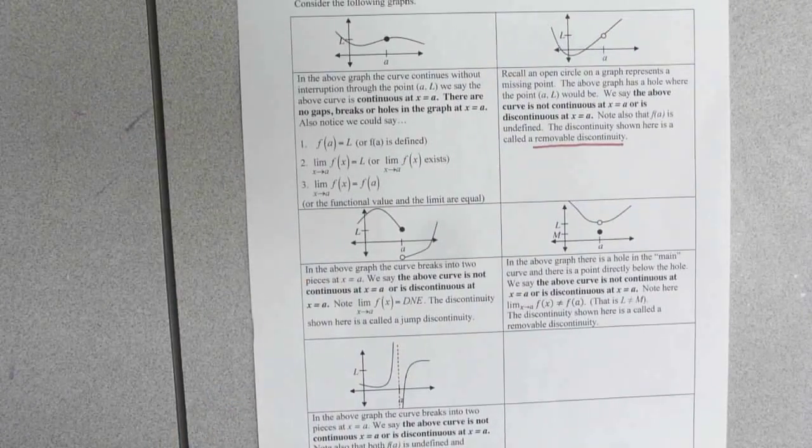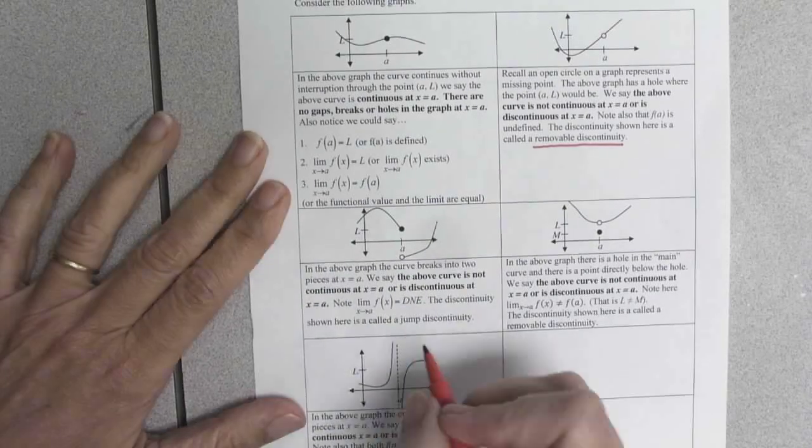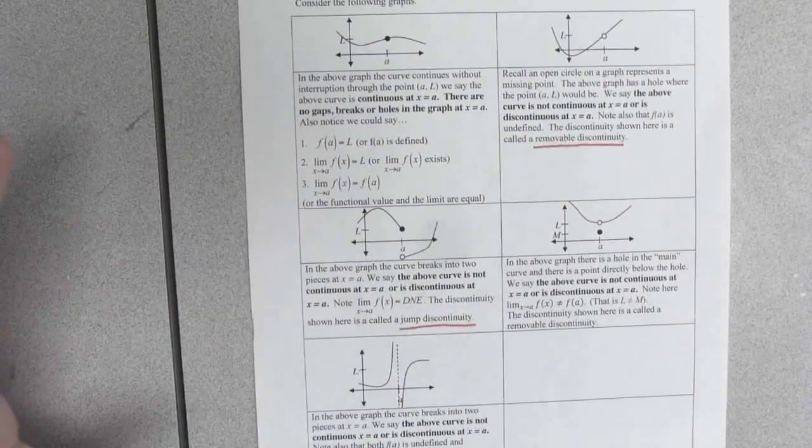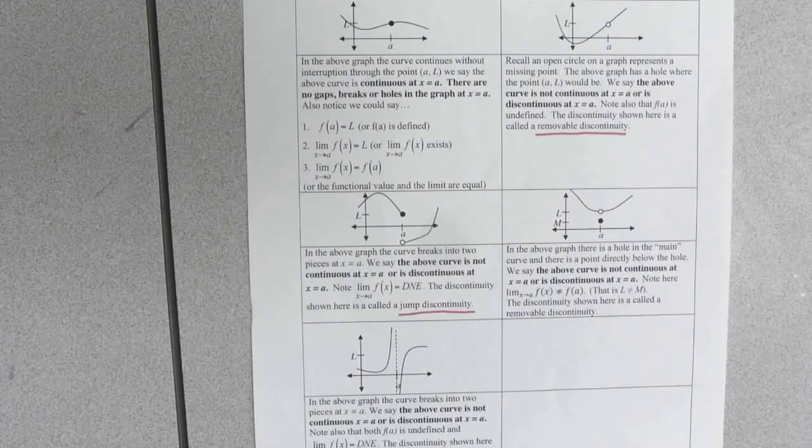Next picture here. In the above graph, the graph breaks into two pieces at x equals A. We say the curve is not continuous at x equals A, or is discontinuous at x equals A. Note the limit as x goes to A of f of x does not exist. This discontinuity is called a jump discontinuity, because in this case, if you're walking along the curve from left to right, you would have to jump down. Maybe in another curve you'd have to jump up, but that's a jump discontinuity.